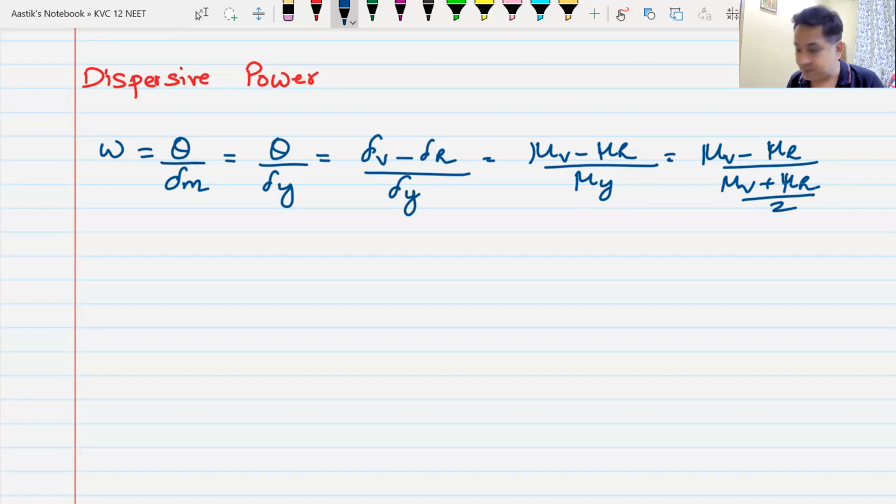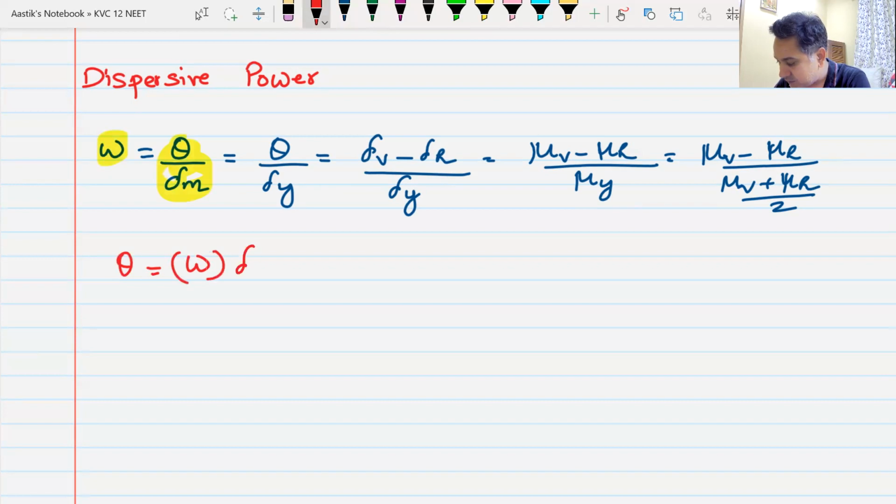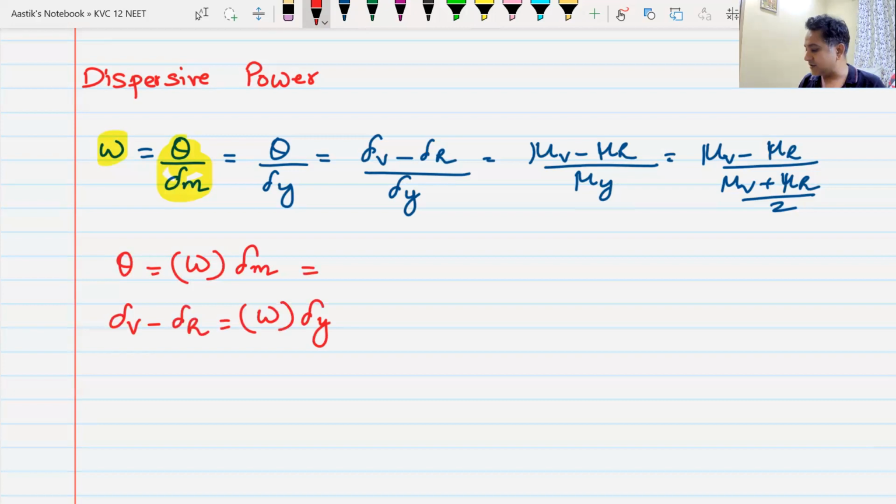This is known as the dispersive power of the prism, and from here I can get some really good formulae. For example, if I combine this one and this one, I can write the angular dispersion theta equal to omega times the mean deviation, or deviation of yellow. You can also write it this way: deviation of violet minus deviation of red equals omega times deviation of yellow light. Do we understand this? Yes, sir. So these are different ways in which you can write this. Can we now move on to the next question?